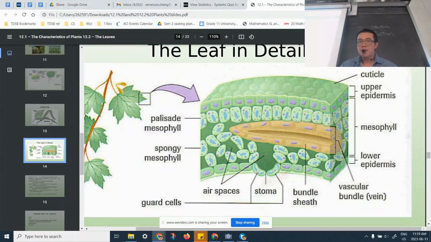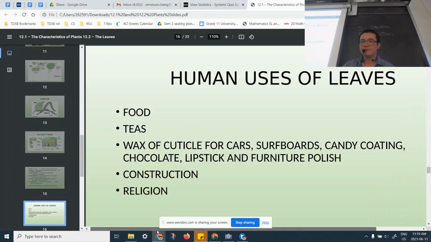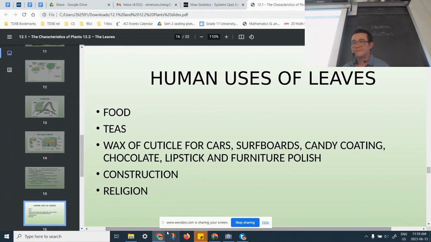Good. Now, human uses of leaves. What have we been using leaves for? Herbal medicine, yes, part of it. If you eat salad, you're eating leaves, generally speaking. Tea would have leaves. A thatch roof would be using leaves.